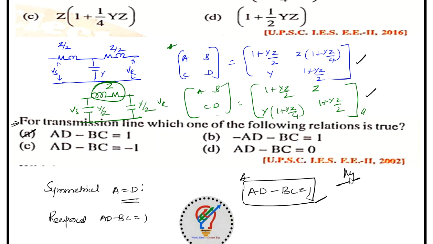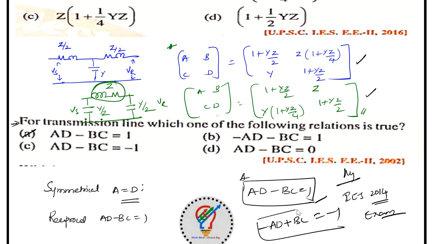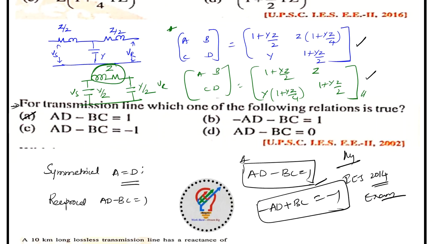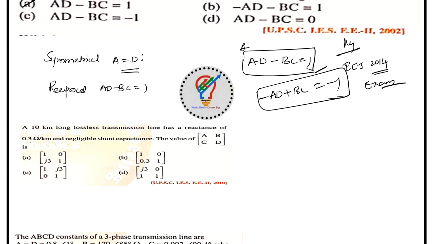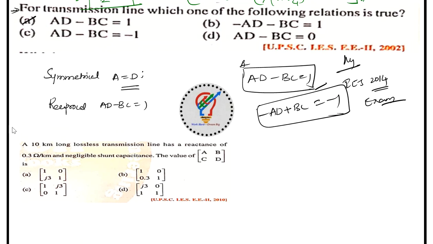A similar kind of question, the same question with just a modification of data, was asked in the IES 2014 exam, where they stated AD plus BC, so minus here, is equal to minus 1, and asked about the relationship. They just multiplied the same equation by the minus sign, that's it. They asked this in the 2014 exam. It's important from an examination point of view. Next, there is one more question for you.